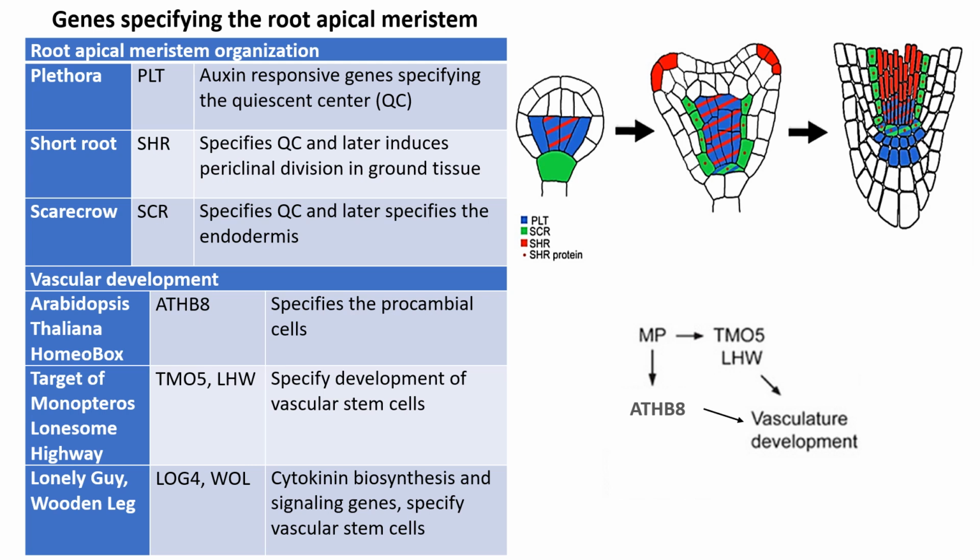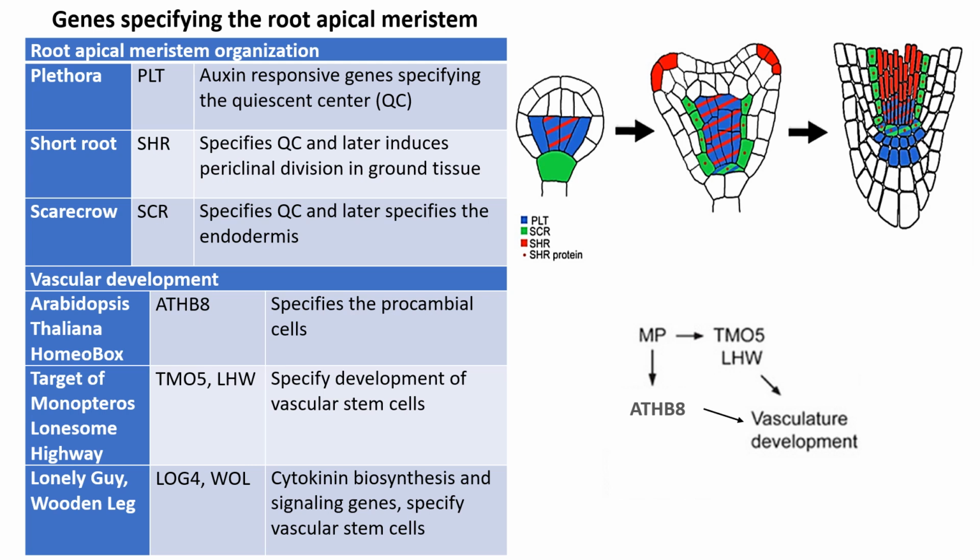In addition, there are two more genes which are activated by monopteros, namely the target of monopteros 5 gene or the TMO5 gene and the lonesome highway gene, both of which are involved in the development of the vascular stem cells. So monopteros, which is induced by the building up of an auxin maxima, leads to the activation of genes like TMO5, lonesome highway, or ATHB8, all of which contribute to vascular development.